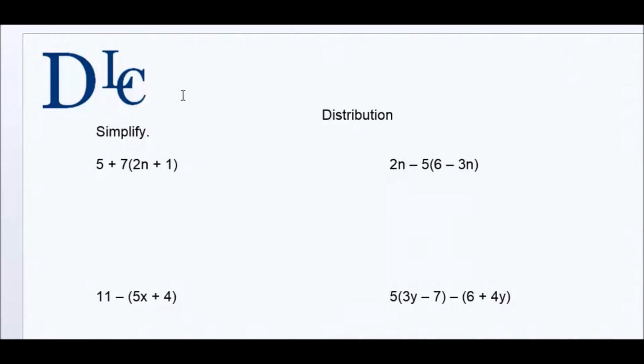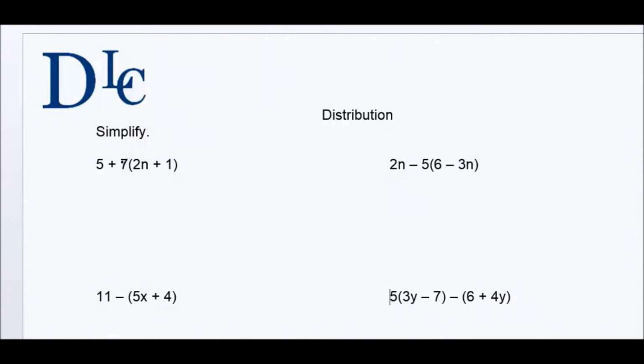So let me just get my pen here ready. Okay, so the first one we have 5 plus 7 and then an expression in parentheses. What this is, it's 5 plus 7 times all this stuff. Now we don't know what n is. If we did, we could solve this problem, but because we don't, we're going to leave it as is. But what we will do is we're going to distribute the 7 so that we can simplify.